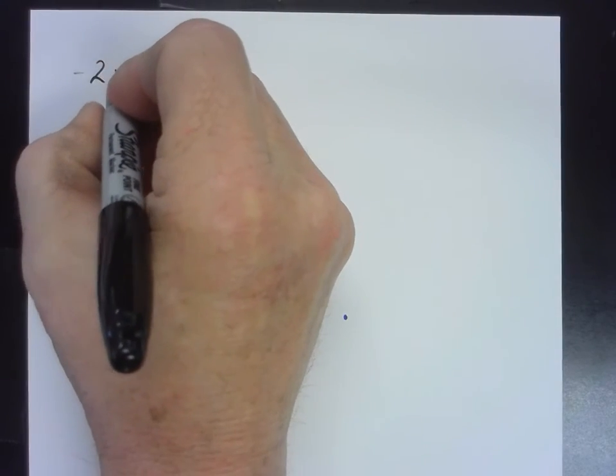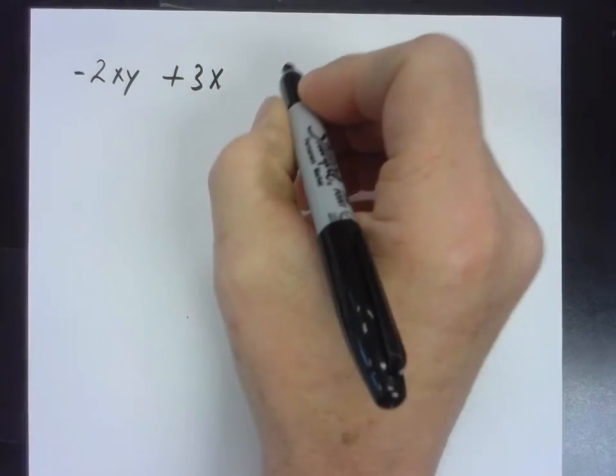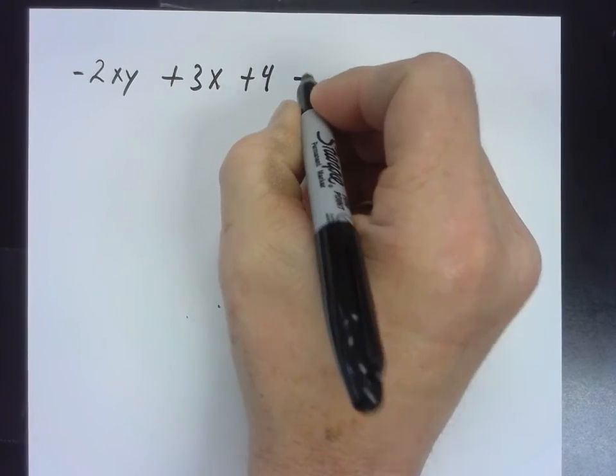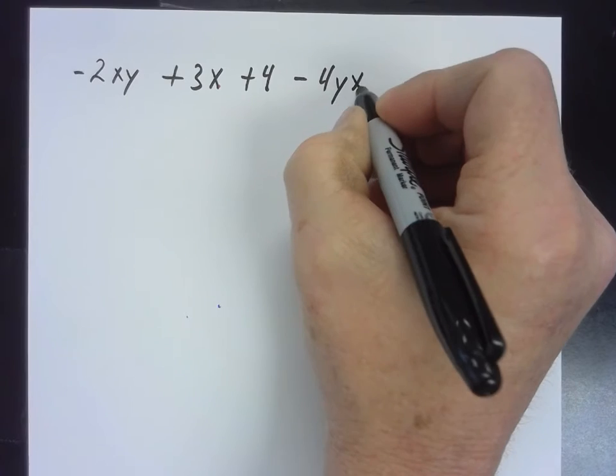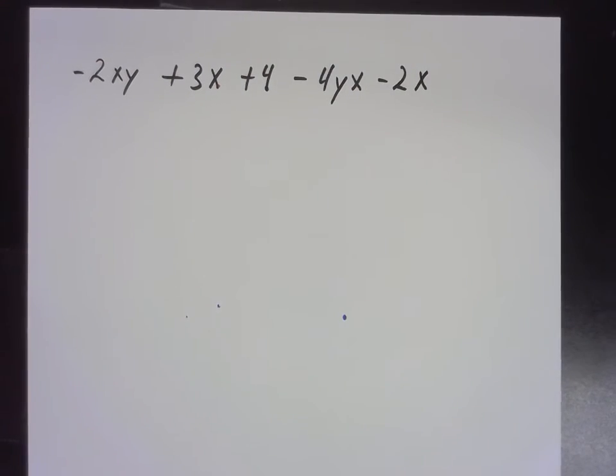Okay, ready to do another one? Too bad. Here you go. -2xy plus 3x plus 4 subtract 4yx subtract 2x. Combine like terms. Simplify by combining the like terms.